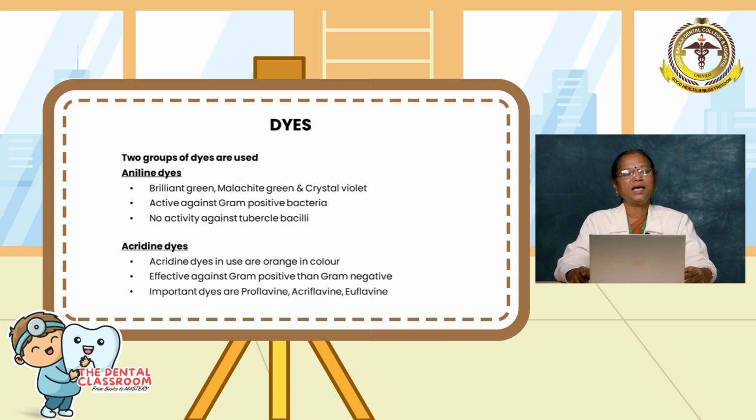The next group is the acridine dyes. Acridine dyes are orange in color, and they are more effective against gram-positive than gram-negative bacteria. The important dyes are proflavin, euflavin and acriflavin. It is almost similar to the aniline dyes.